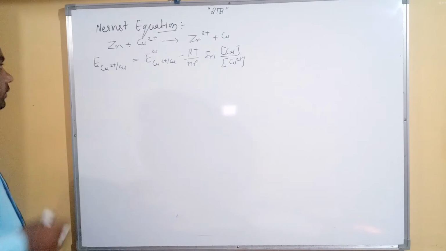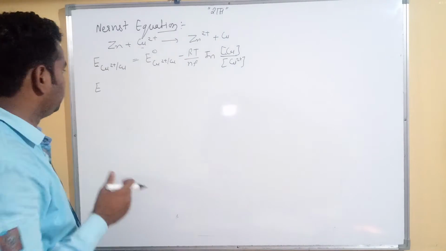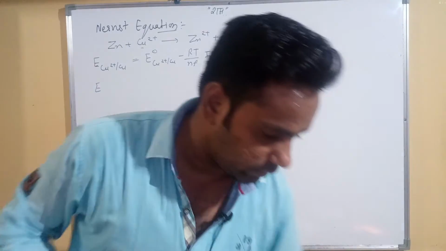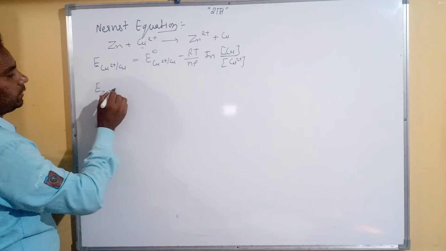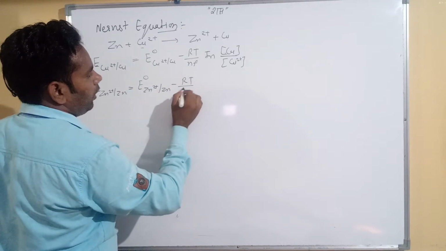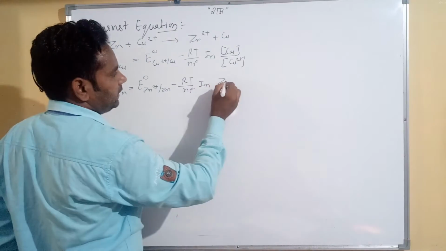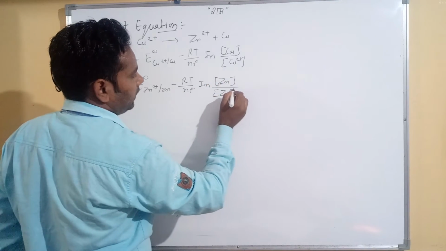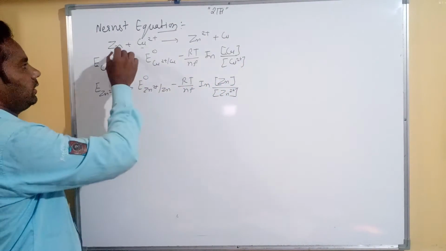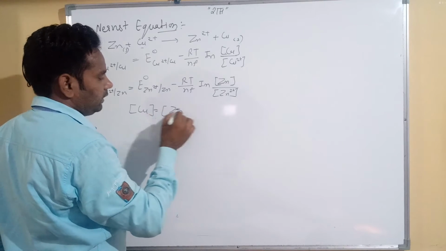Then we write the reaction for zinc reduction, not oxidation. Here oxidation occurs, but we write the reaction specially for the reduction of zinc. Am I right? Okay, I am right. Then E Zn2+ upon Zn is equal to E naught Zn2+ upon Zn minus RT upon nF ln of zinc concentration upon zinc 2+ ion concentration. And it is already clear that we put the value for solid state as 1.